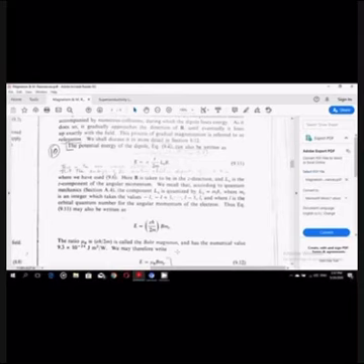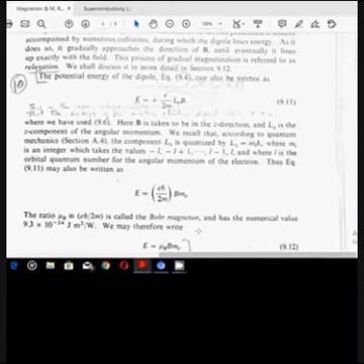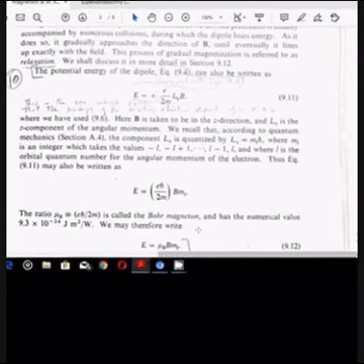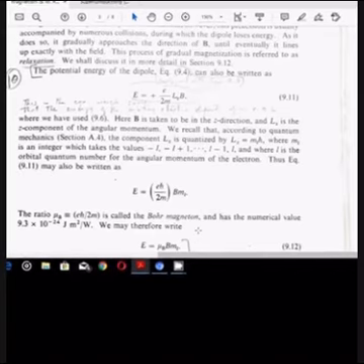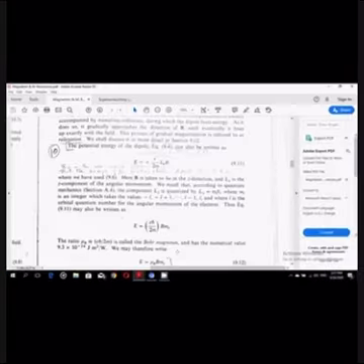So we recall that according to quantum mechanics, the component Lz is quantized. You know this already. And the value of Lz is always equal to a magnetic quantum number ml into h cut. So ml is an integer which takes the values minus l, minus l plus 1, etc.